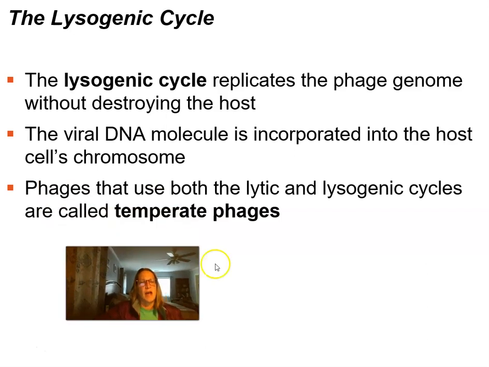The other cycle that can happen is the lysogenic cycle, and this also replicates the genome of the phage, but in this case, it doesn't destroy the host right away. The lytic cycle has to be started in order for the bacterial cell to be destroyed. In this case, the viral DNA is incorporated into the host cell's chromosome, and every time the host cell reproduces, it creates another copy of the viral DNA along with the bacterial DNA. You'll see how this works in just a second. Some phages use both the lytic and lysogenic cycles, and those are called temperate phages.